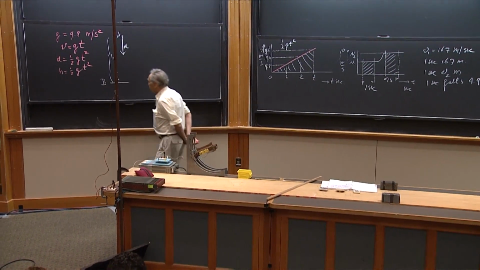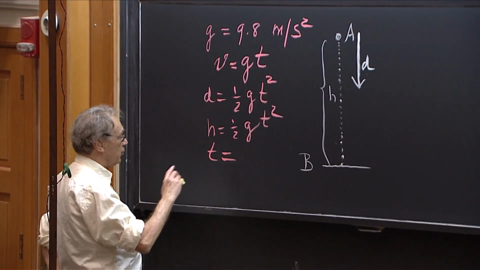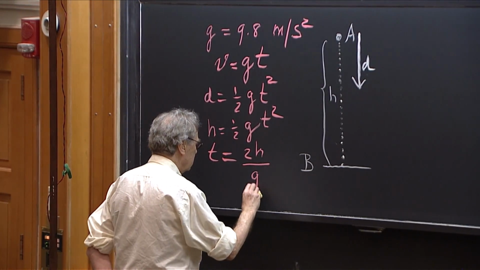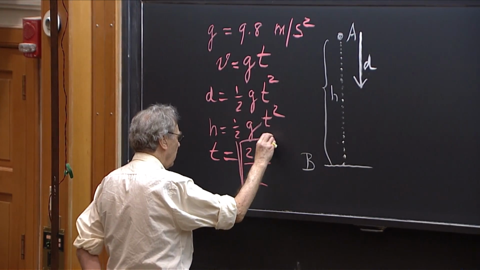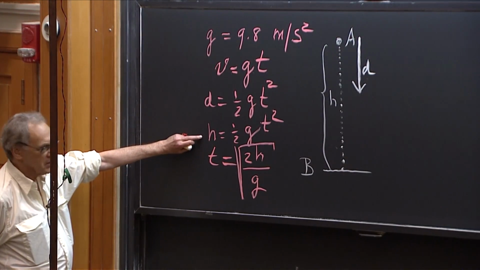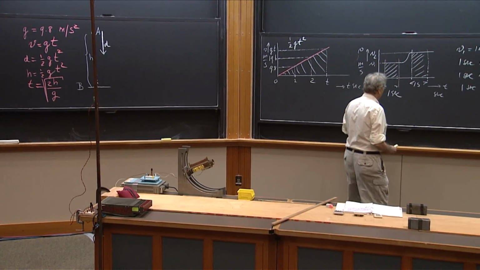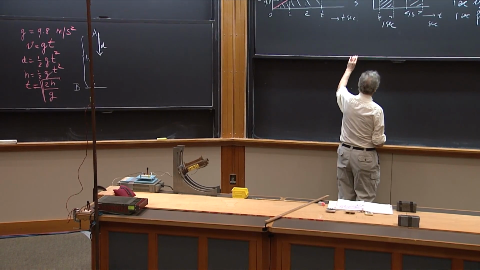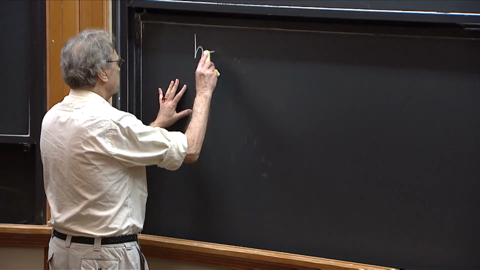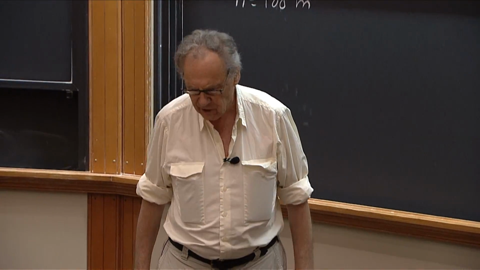If you tell me what h is, then t, now this is very difficult algebra, t is then going to be the square root of 2h divided by g. If you can't follow that, you just have to accept it. But it's the result of this equation. So now we can take a very simple example. We will take h equals 100 meters.